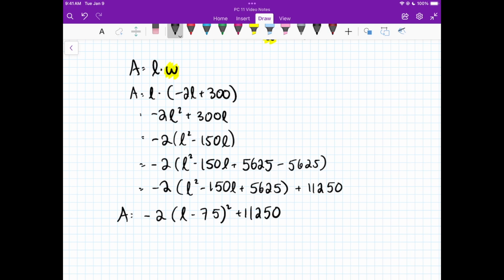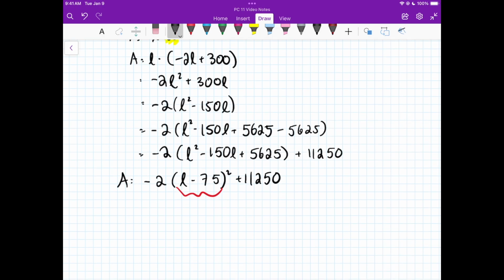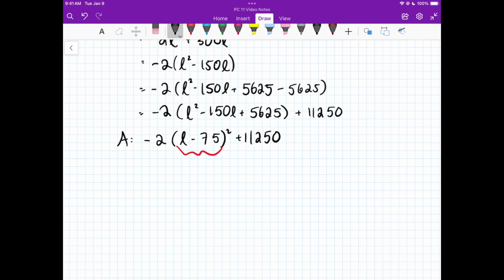So you look at your p-value, right? You look in the brackets, that gives you your length. Sometimes it'll be width. Again, it just depends on which variable you solved for way back at the beginning. So from this, we get that our length is 75 meters. We can tell that our area is 11,250, although we don't actually really care about that in this question. It doesn't ask us for it.